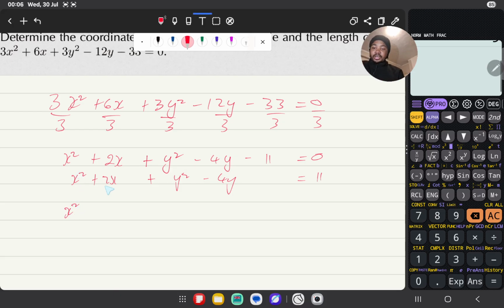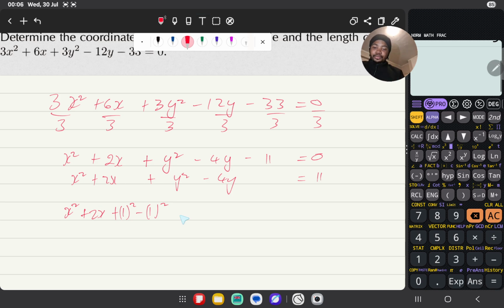We start here. You have x squared. We look at plus 2x. Look at the coefficient of x, which is 2. You divide that coefficient by 2. So 2 divided by 2 is 1. And then you're gonna say plus 1 minus 1, right? But remember, plus 1 squared and minus 1 squared.